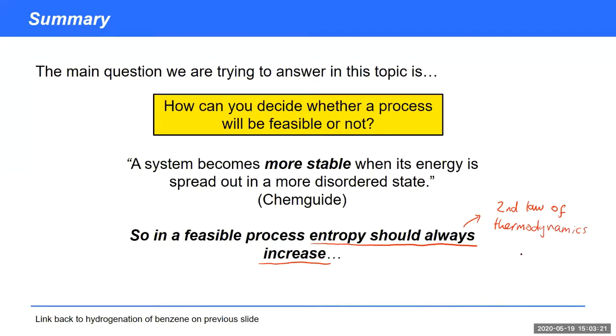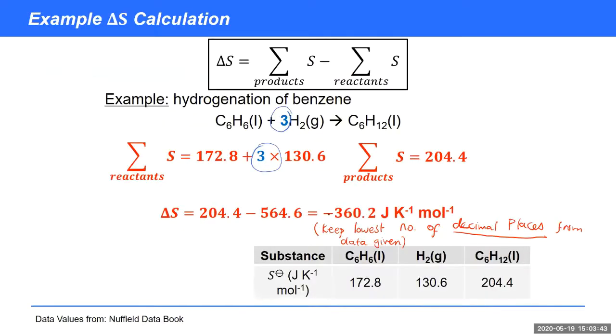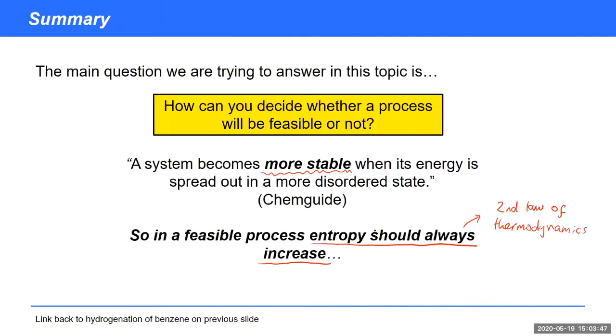Second law of thermodynamics. Probably one of the most fundamental laws in all of physics and chemistry. So in a feasible process, entropy should go up because the system becomes more stable when energy is more spread out. So entropy should go up. The only problem is, in this case, the entropy goes down, and that reaction is actually a feasible reaction.